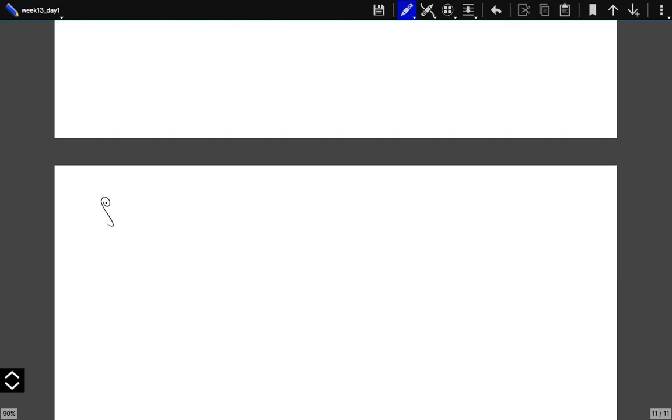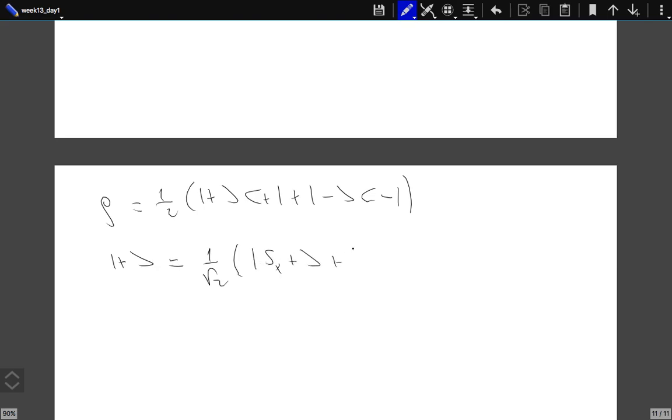Let's see. This rho is equal to 1/2 (|+><+| + |-><-|). Well, I also know that this plus ket is 1/√2 (|Sx+> + |Sx->). And minus is 1/√2 (|Sx+> - |Sx->).